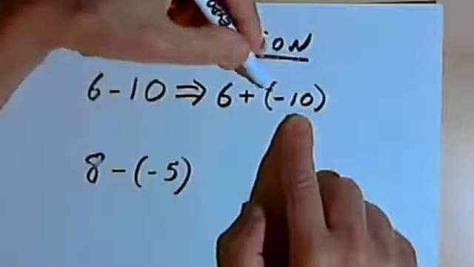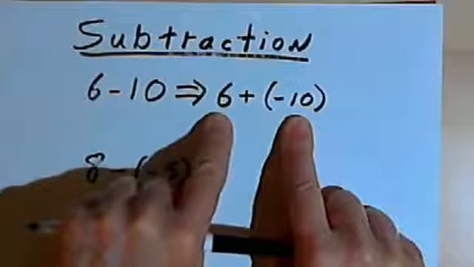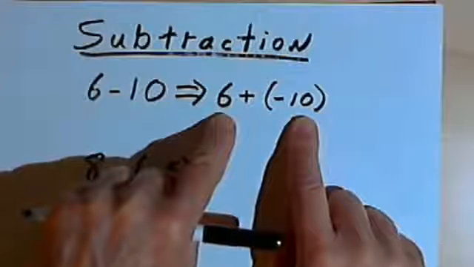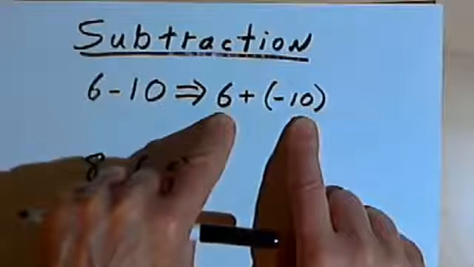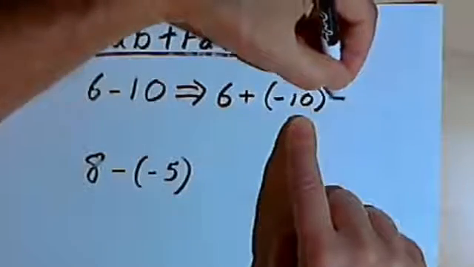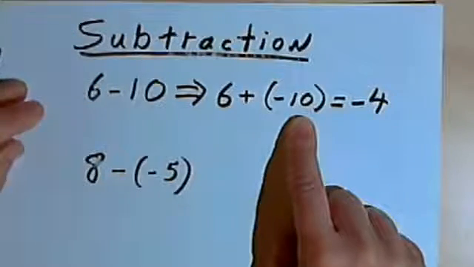Now I've got an addition problem. 6 plus negative 10. Well, the signs are different. So I'm going to take the difference between those two numbers, 6 and 10. The difference is 4. 10 was the larger number, and it's negative. So my answer is going to be negative 4.